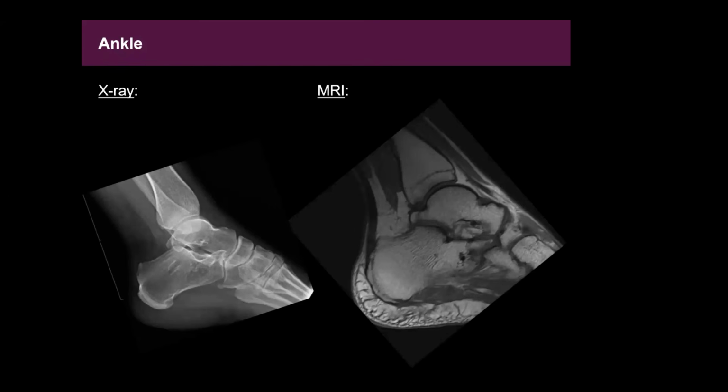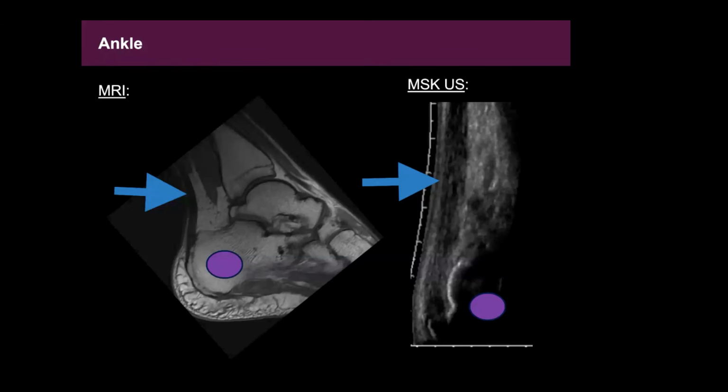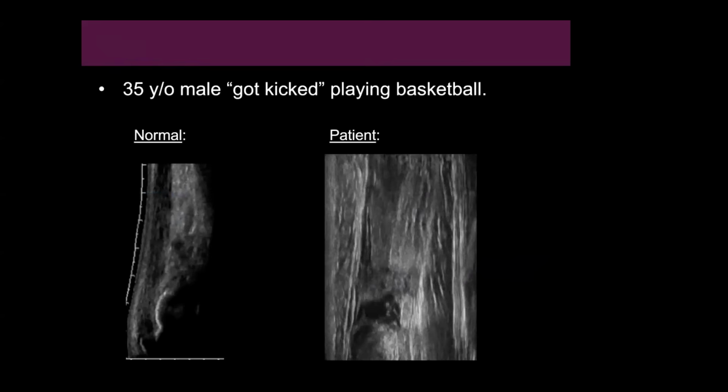So on the left-hand side, you have a normal x-ray and then an MRI on the right-hand side. You could put the probe on the patient. And this is one of those cases where you could see, again, a normal hyperechoic Achilles tendon inserting into the calcaneus. The normal Achilles tendon is denoted by that blue arrow, and you can see a normal calcaneus denoted by that purple circle. And you can see some posterior acoustic shadowing occurring from that calcaneal bone interface.